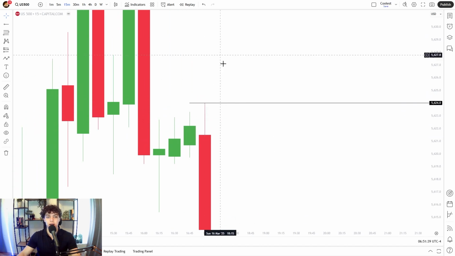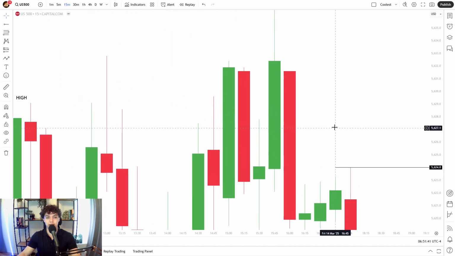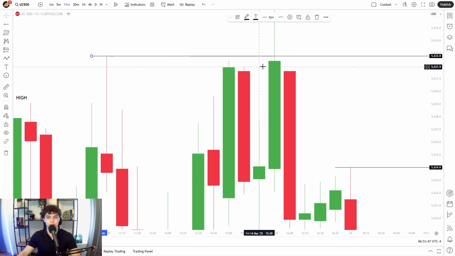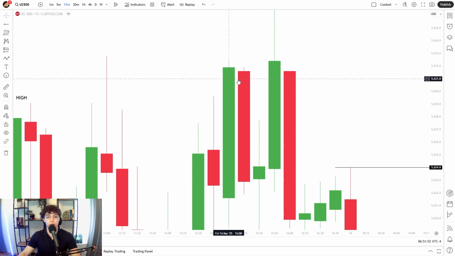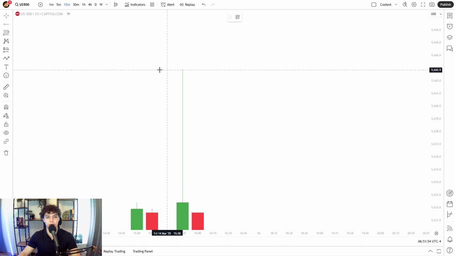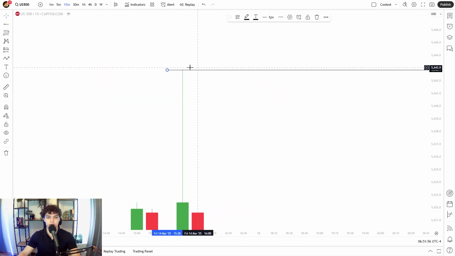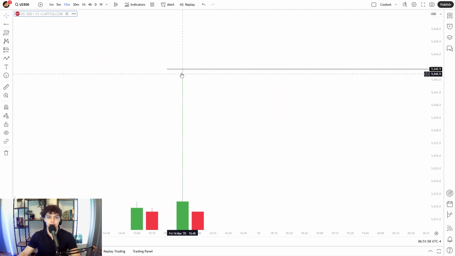Now we have to understand, these liquidities still have power, but the ones that already got tapped into do not have the power and influence. Oh yeah, this one also got swept. Look at this, I didn't even notice. Got swept, boom, switched the direction. And now after they get swept, you can just remove them, and these still have power because this hasn't got swept yet. So this is a high because it's an up candle followed by a down candle.